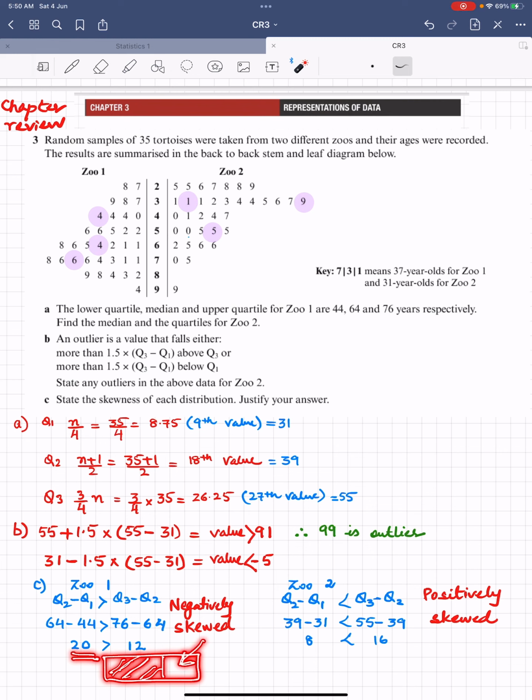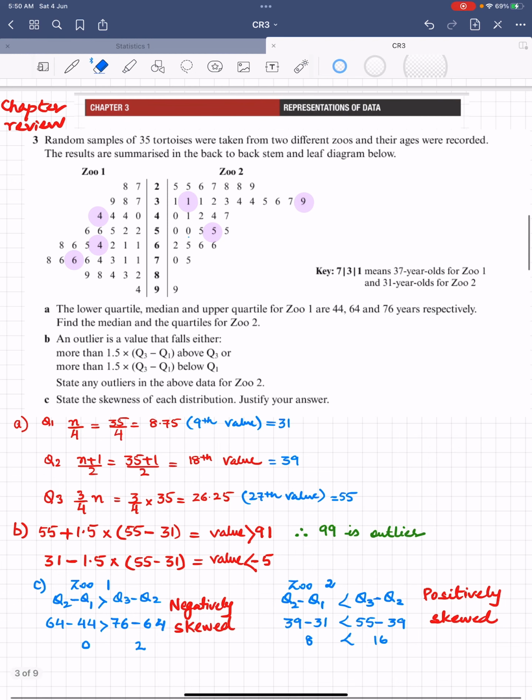And moving to zoo 2, we have Q3 minus Q2 as 16 and Q2 minus Q1 as 8. If we draw the box plot for this information, the right side would be bigger, as Q3 minus Q2 is bigger. Therefore, this is positively skewed, and where the left side is bigger, or where Q3 minus Q2 is less than Q2 minus Q1, it is negatively skewed. And that's our answer.